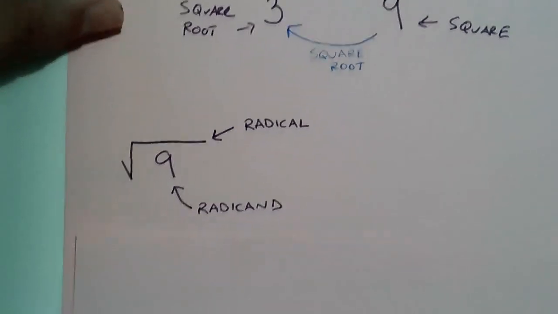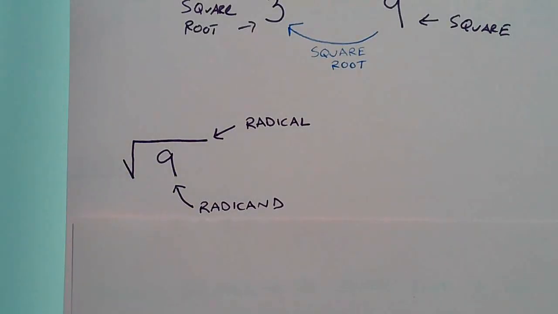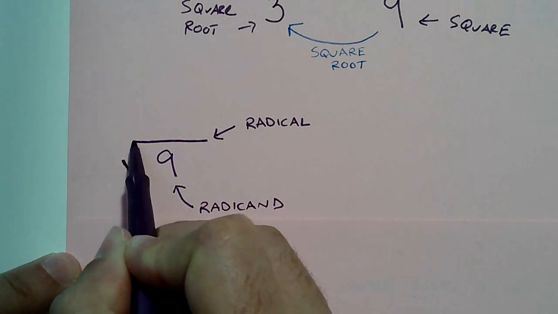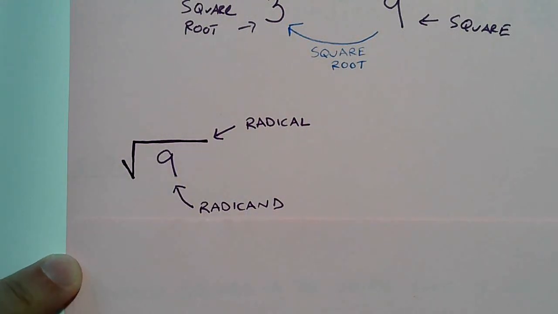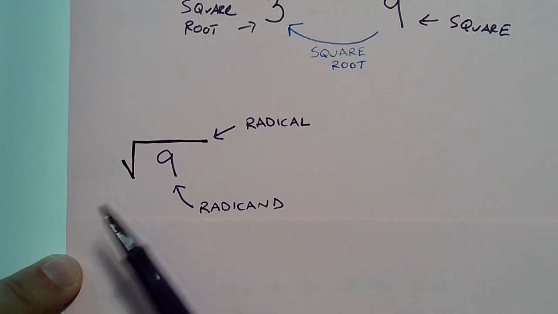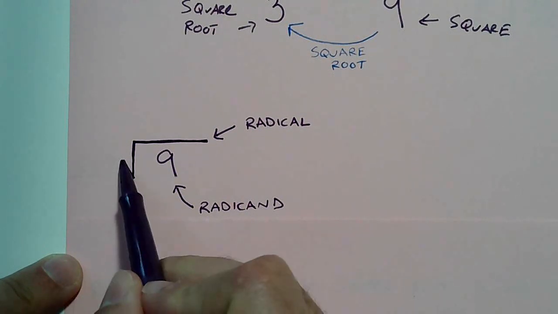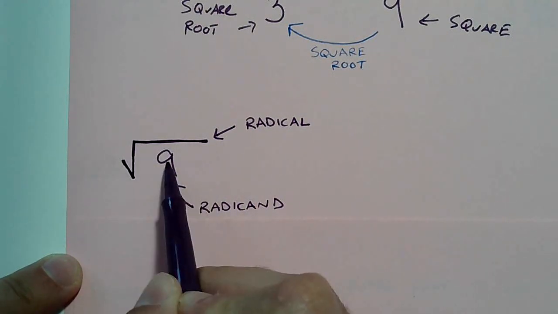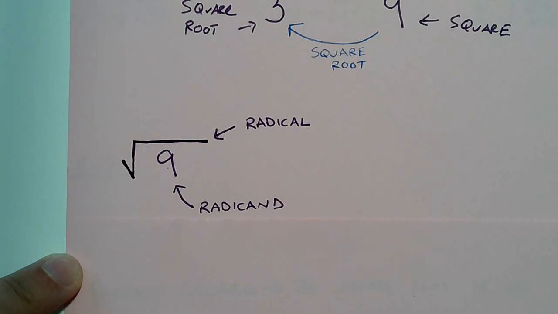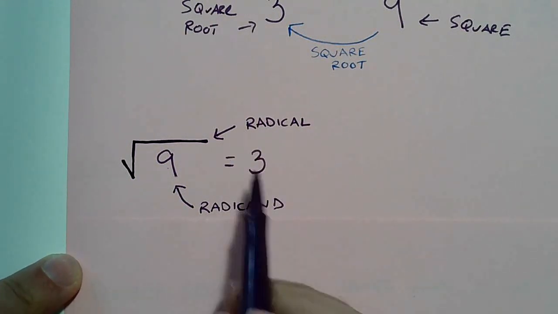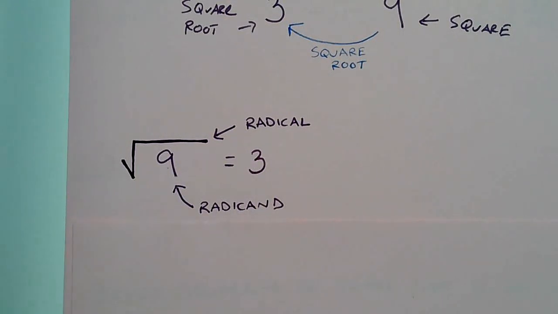We do have a new symbol. This is the symbol I was referring to. You may have seen it before. This is called the radical. The number inside of the radical is called the radicand. This is the number that we're taking or want to find the square root of. So this symbol tells us find the square root of 9, which would be equal to 3. So these are equivalent to one another.